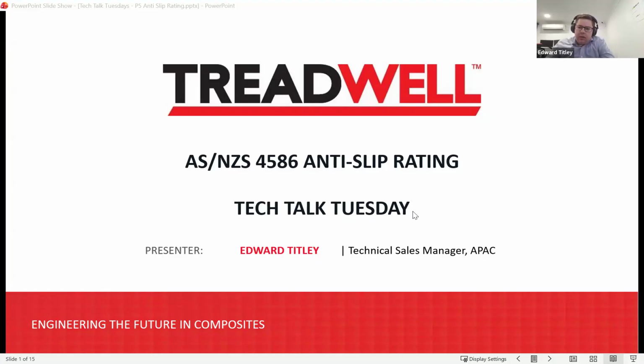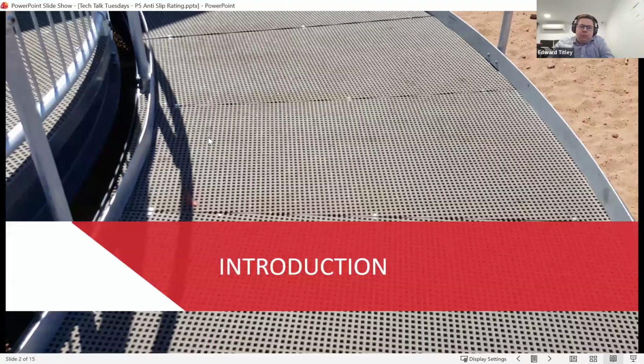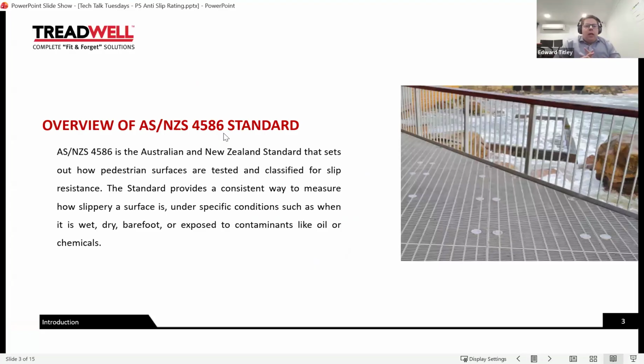So, without any further ado, AS4586, what is it? AS4586 is the AS/NZS that sets out how new pedestrian surfaces are tested and classified for slip resistance. Now, there's four parts to the standard, and we're going to specifically talk about Appendix A and Appendix D today. There's also Appendix B and C, and we'll touch very briefly on them shortly, but the main discussion will be A and D today.